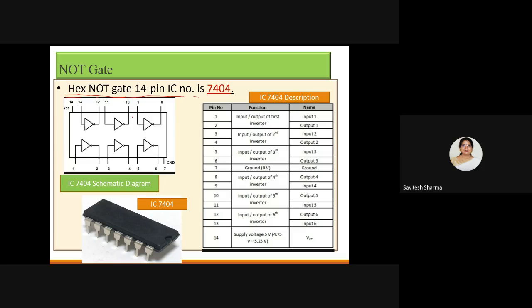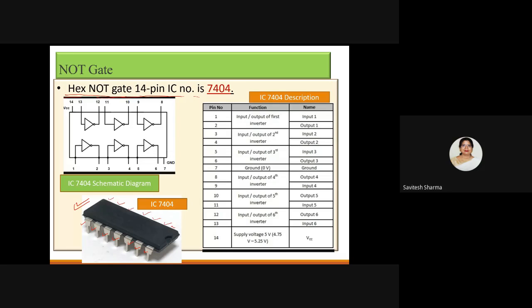So here I am showing the description of the 7404, which tells you the function of pin number 1, pin number 2. This is the figure of the actual IC available in the market. If you go to buy the IC in the market, you ask for 7404, and you will get this IC. These are the pins where you can make connections. 7 pins are on this side, and 7 pins will be on the other side.